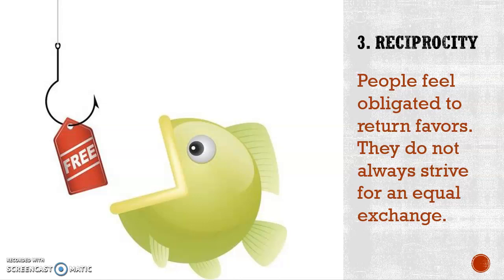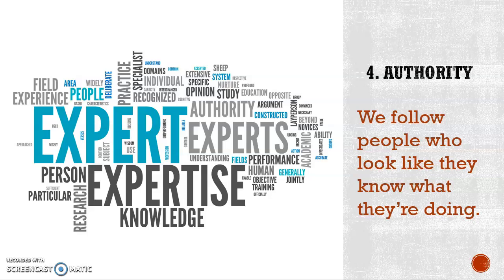You'll see the next one almost every day. Authority. We follow people who look like they know what they're doing. Remember all the TV commercials where actors dressed as doctors or engineers are advising to use a product? A person who is an authority figure in our minds or is an expert can influence people in making purchase decisions. This holds especially true in fields where we are not experts ourselves.